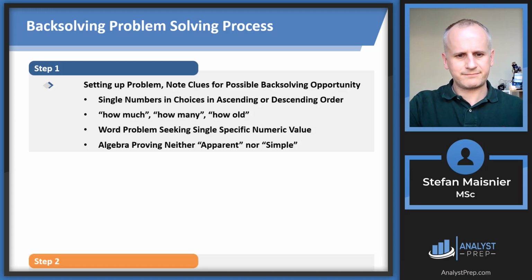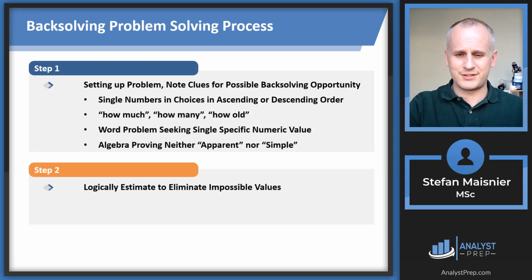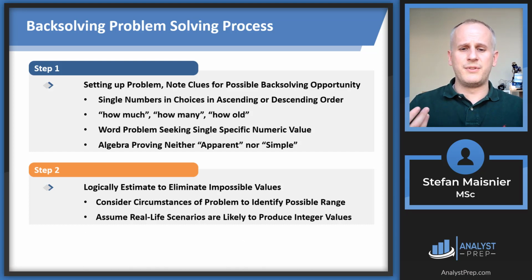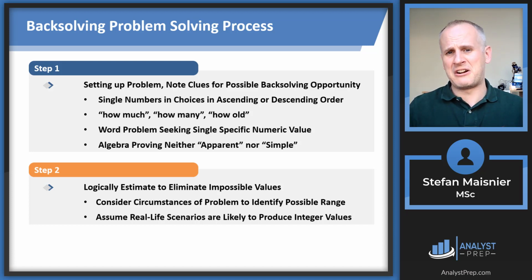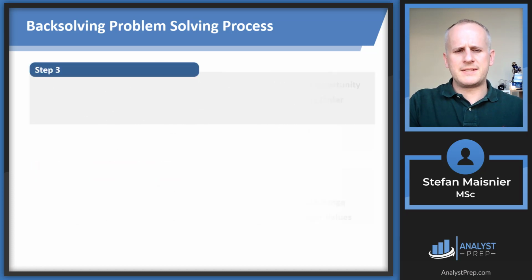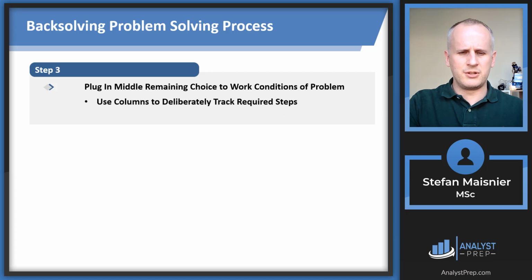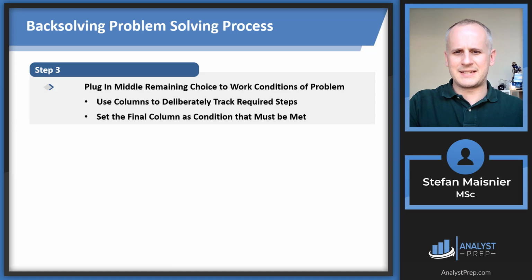Now, step 2 is going to be to logically estimate to eliminate those impossible values. Consider the circumstance of the problem to identify a possible range and assume that real life scenarios are likely to produce integer values. You're not going to have a negative there. It's just logic. You can focus on this as a logic exam, not necessarily a mathematics one. Then step 3 is going to be to plug in the middle remaining choice to work the conditions of the problem. And you're going to use the columns to deliberately track your required steps. And you're going to set the final column as a condition that must be met.